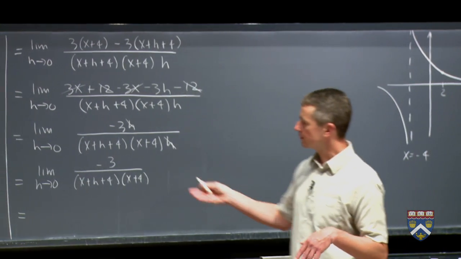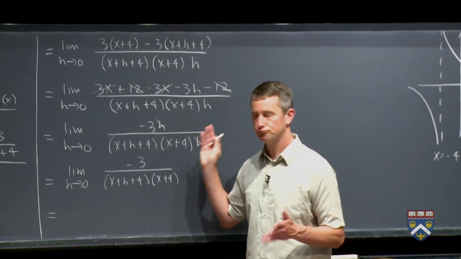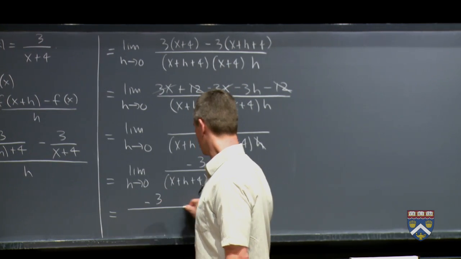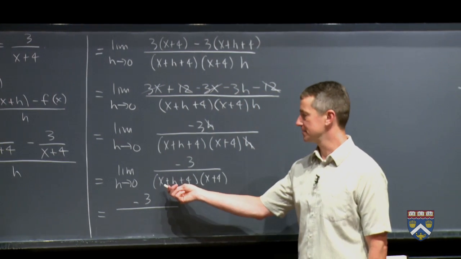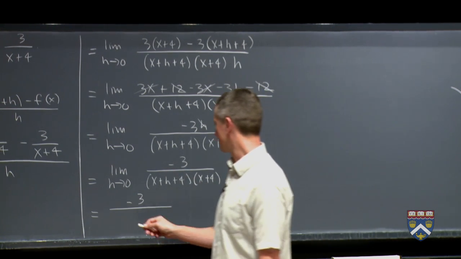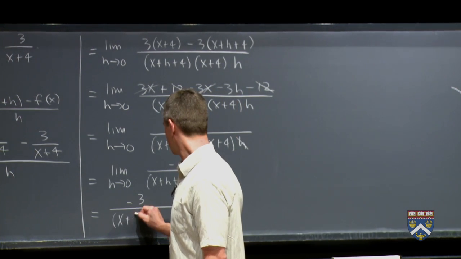So as h goes to 0, what happens to negative 3? Nothing. Negative 3 doesn't care what h is doing. As h goes to 0, what happens to x plus h plus 4? That h will go away. We'll just get x plus 4.